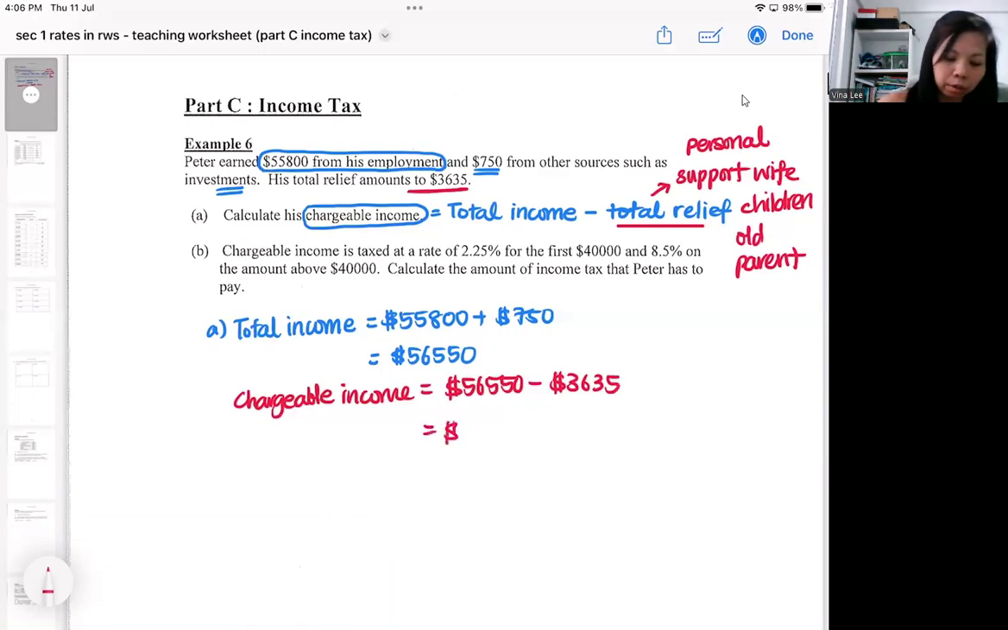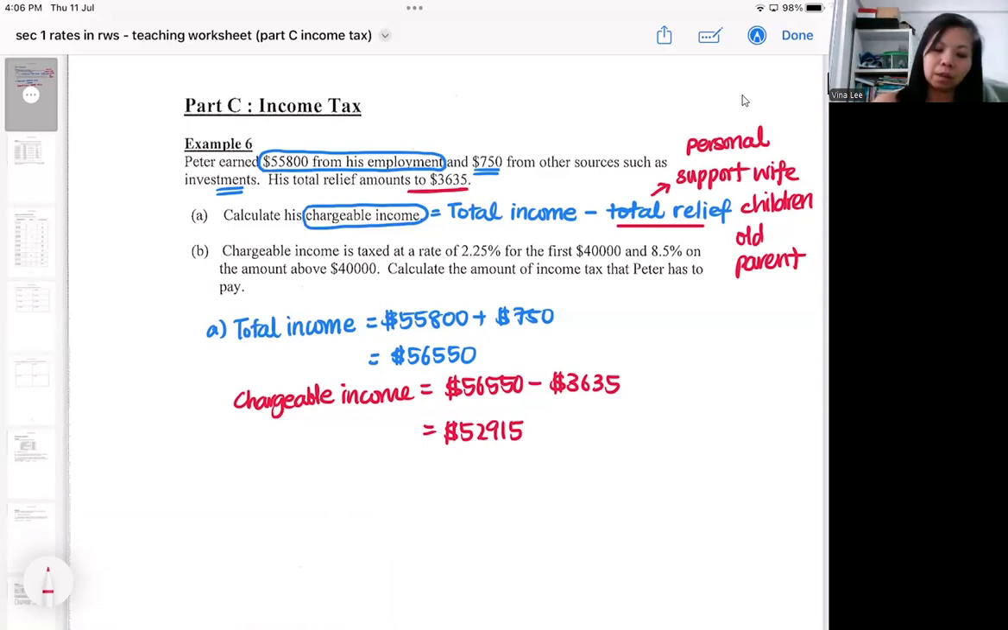In some other question, you may be asked to find the relief. That means they will give you a table, how much discount you are entitled to for each section, and then you have to total up the relief. Okay, so we don't talk so much about that first.